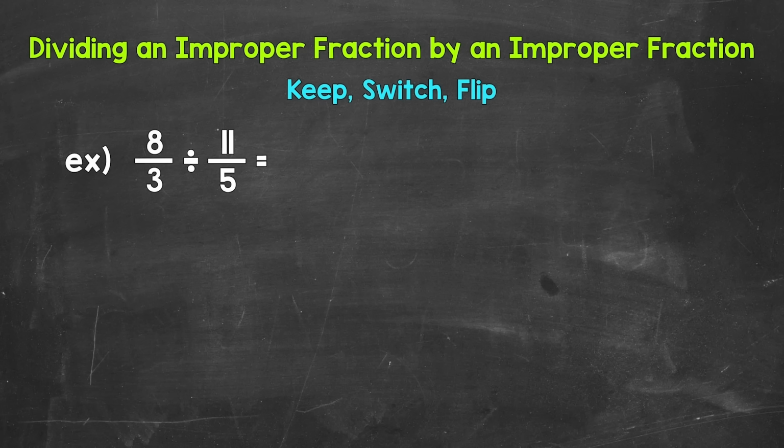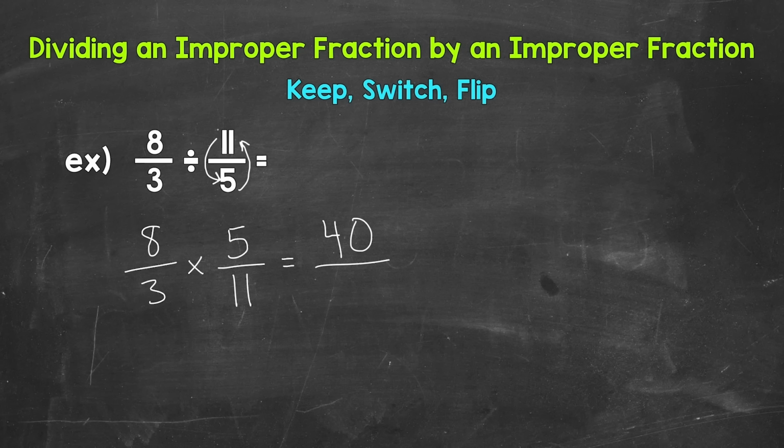So keep, switch, flip. So keep 8/3, switch to multiplication, and then flip 11/5. So 5 is now the numerator, and 11 is now the denominator. Now we can multiply straight across. Let's start with the numerators. 8 times 5 is 40. Now for the denominators, 3 times 11 is 33. So we end up with 40 over 33, or 40/33.